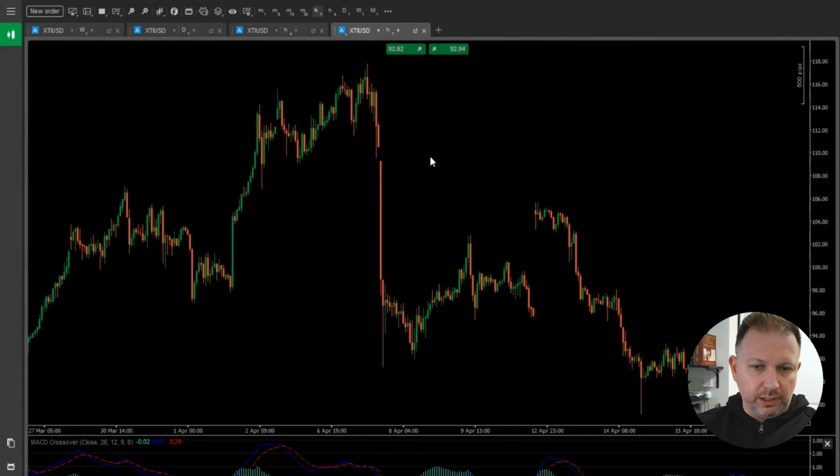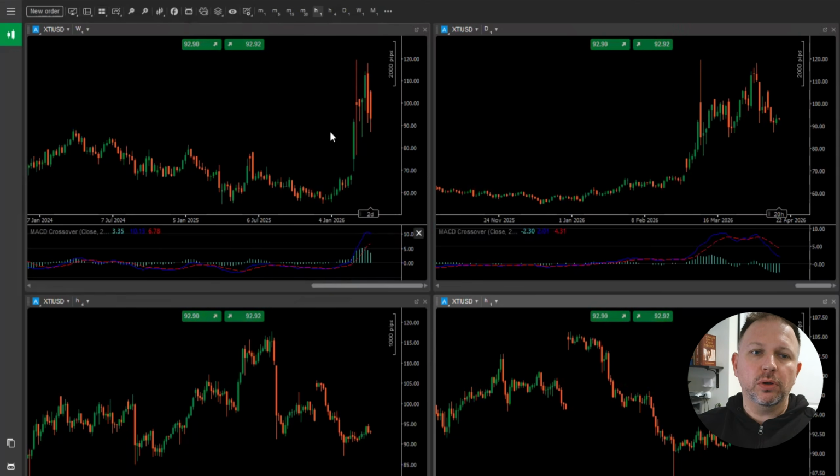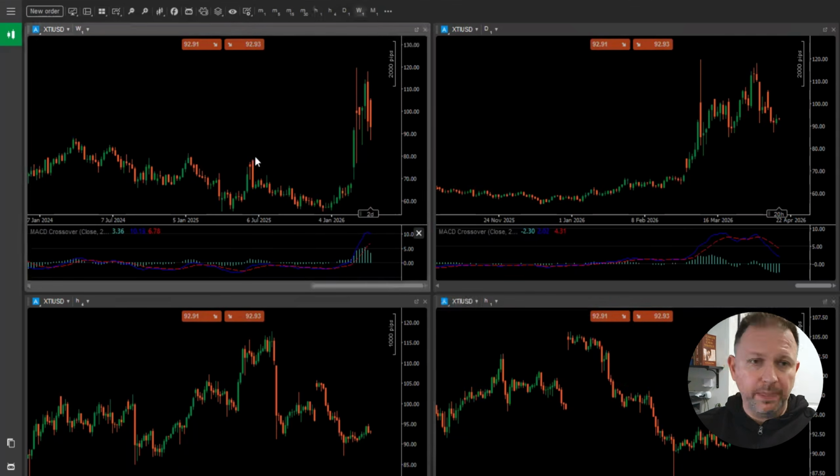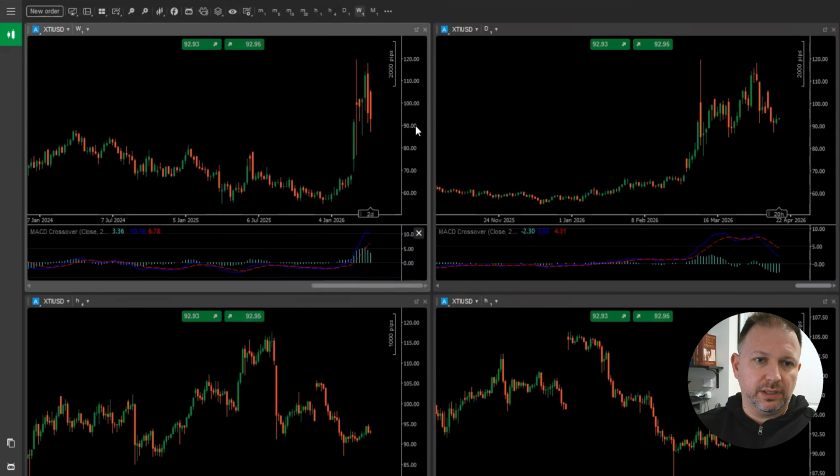Of course I can work with one single chart layout, but when you do that with a multi-chart mode, it is much easier to analyze. Then when you want to make your execution, of course you can go back to single chart, but for me it's very useful to do it this way. So what do we have and why did I consider that an interesting opportunity?